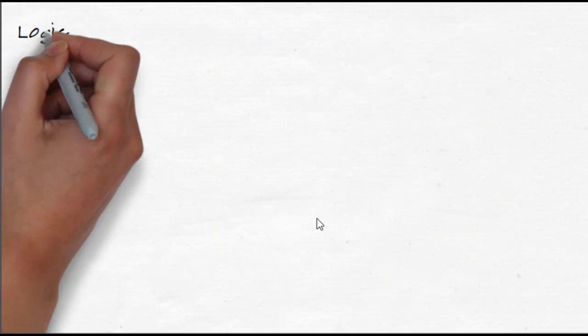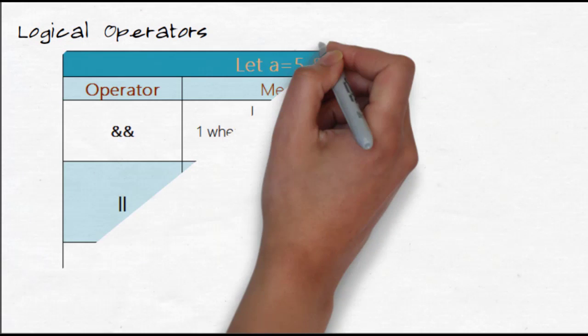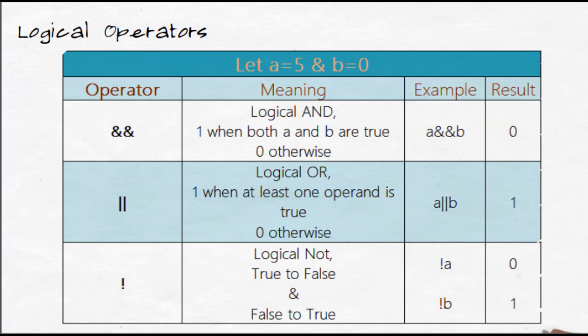Logical operators are used to evaluate two or more conditions. Logical AND returns 1 if all the conditions in the specified expression are true. Logical OR returns 1 if any one of the conditions is true. Logical NOT converts the true to false and false to true.